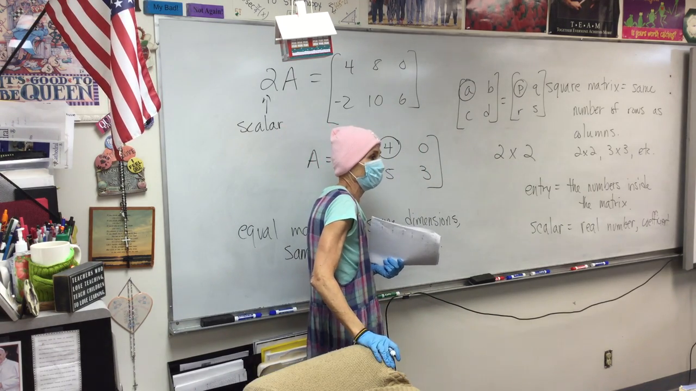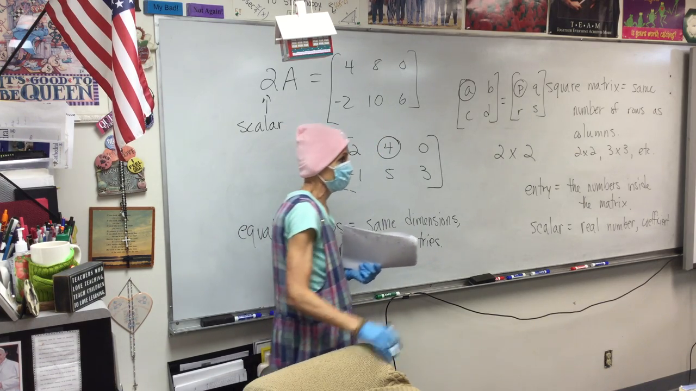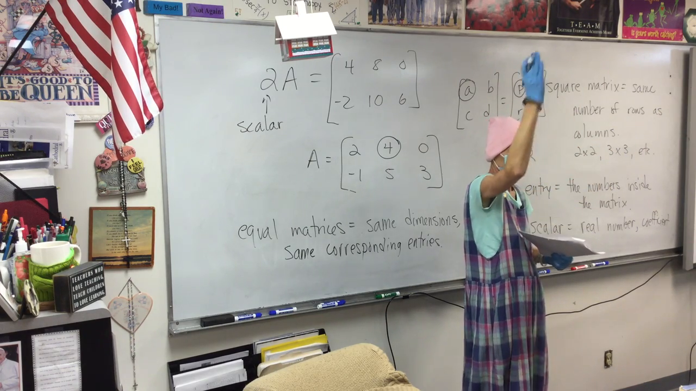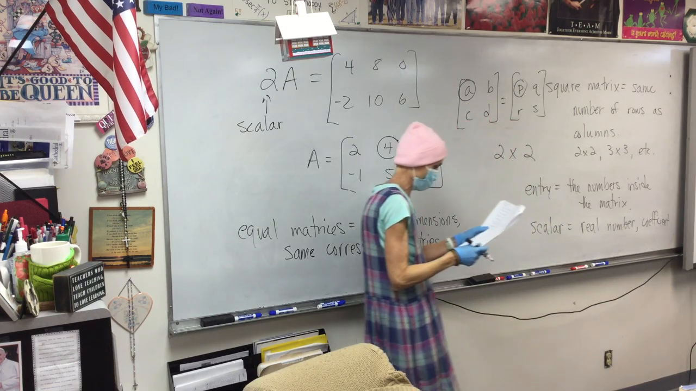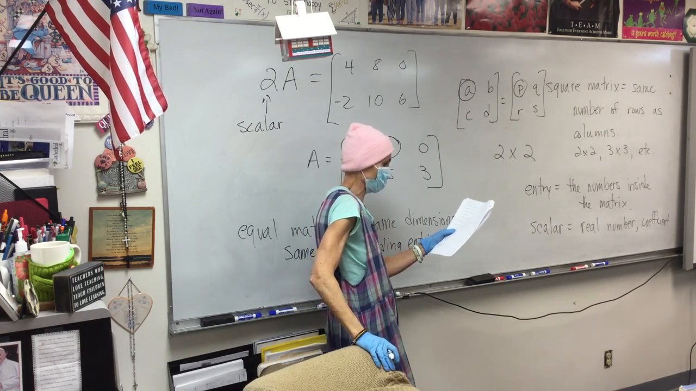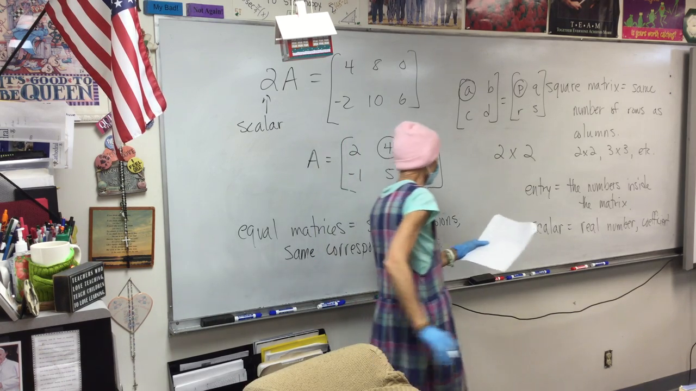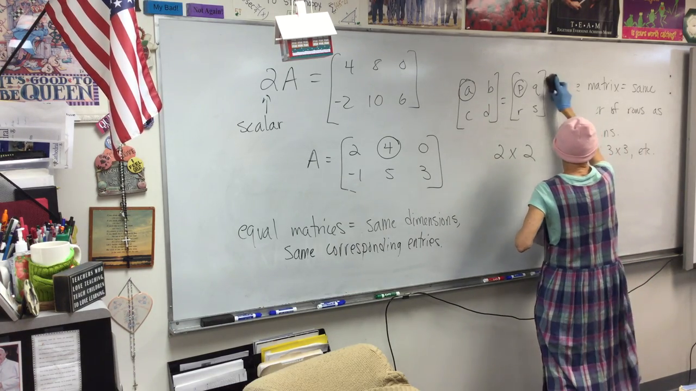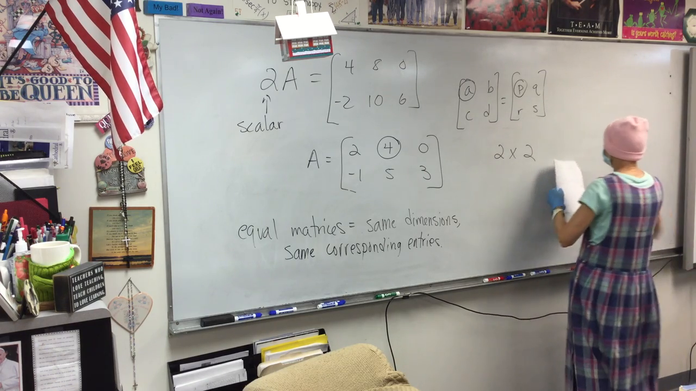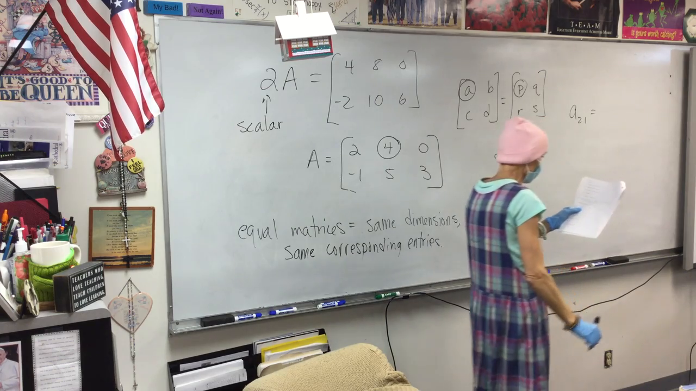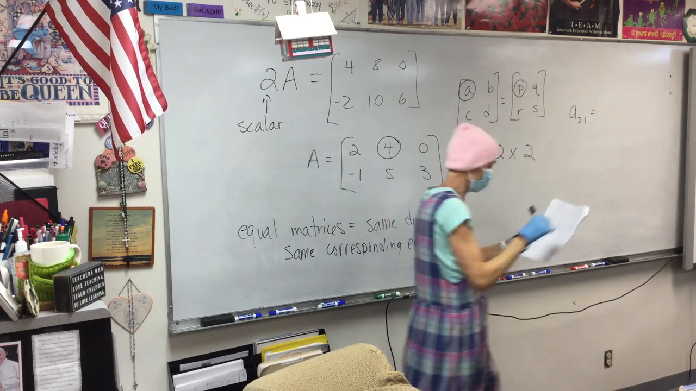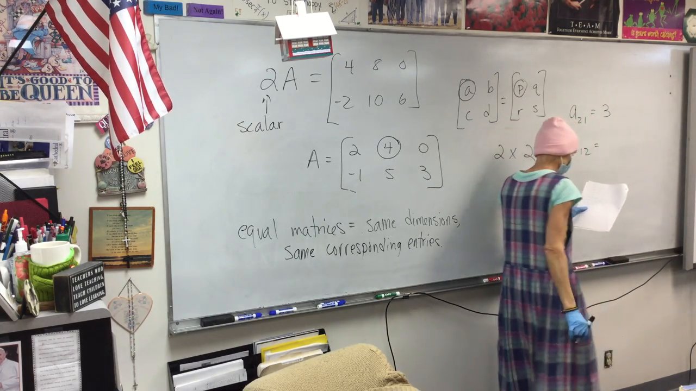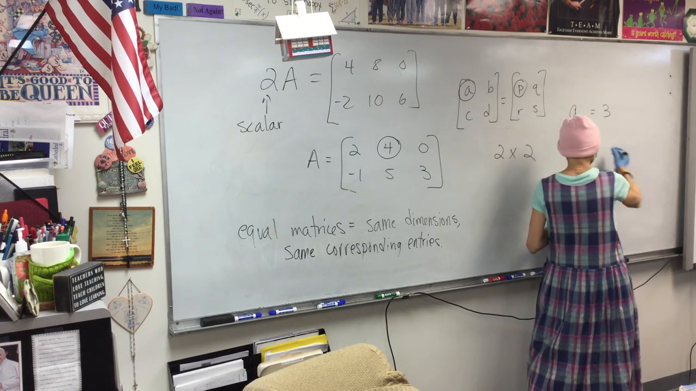How about B? 2 by 3. 2 rows, look at my hands, 2 rows, 3 columns, 2 by 3. A sub 2, 1. Look at matrix A. Second row, first column, did everybody say 3? How about B sub 1, 2? First row, second column, did you say 0?